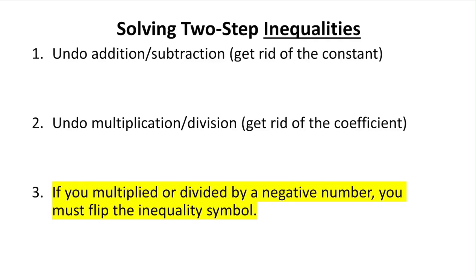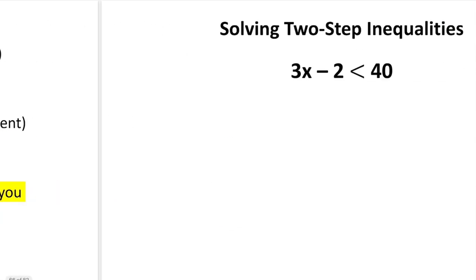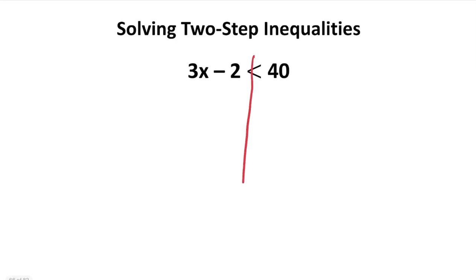Now we're going to look at solving two-step inequalities. You do the first two steps the exact same way. The only difference is, remember our rule we talked about, if you multiply or divide by a negative number, you flip the inequality symbol. Okay? So let's look at this.